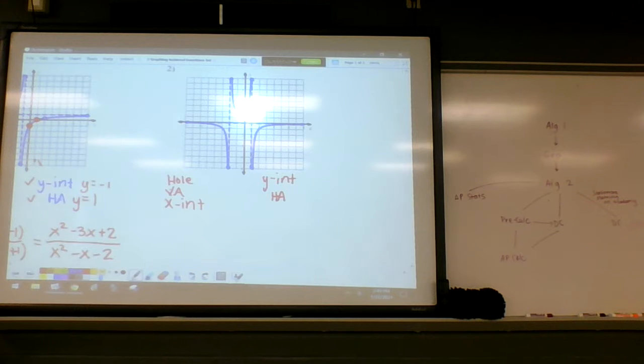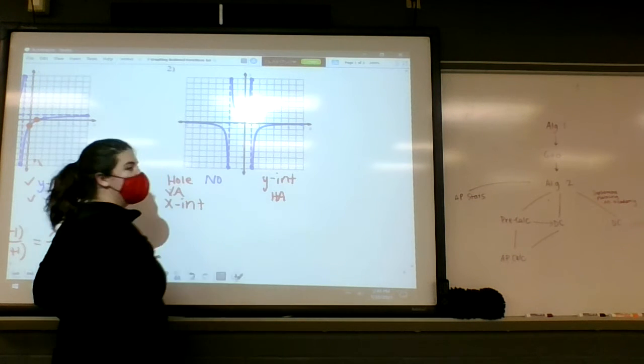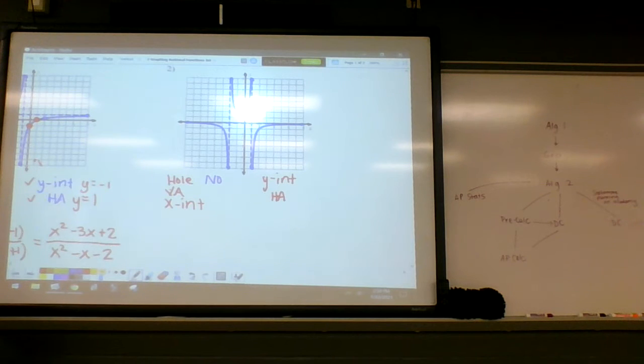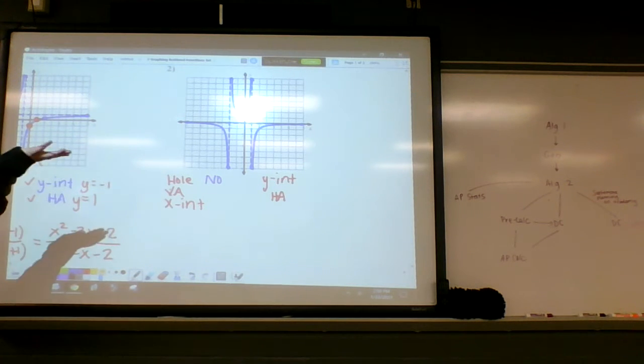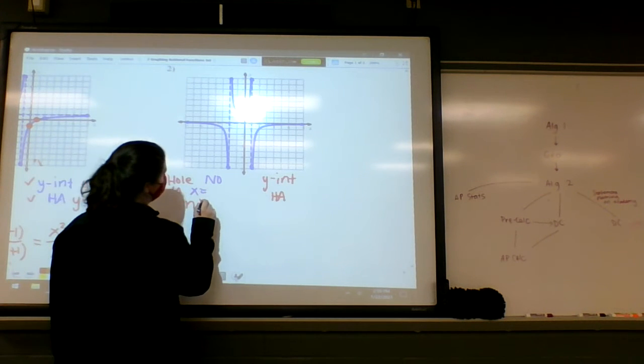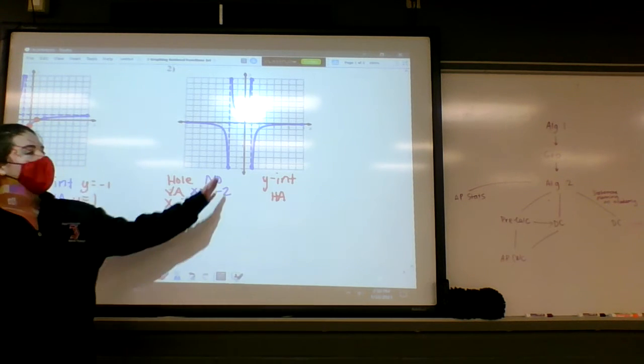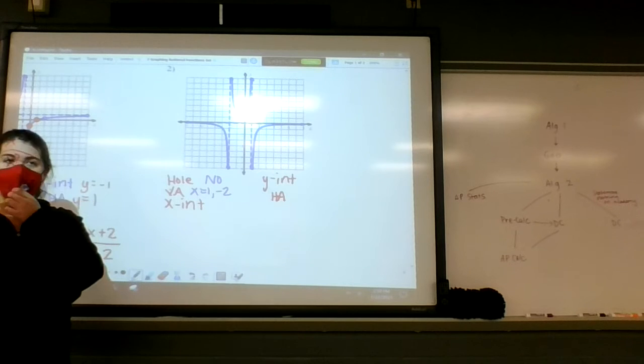Do you see any holes? No holes? So we're good. The answer there would be no. Vertical asymptote, yes. How many? There's 2. By the way, it could have 2, it could have 3, it could have 5. It just depends on what the graph looks like, right? Where are they at? They're at x equals 1 and -2. Is everybody okay? 1 and -2, vertical asymptotes there.